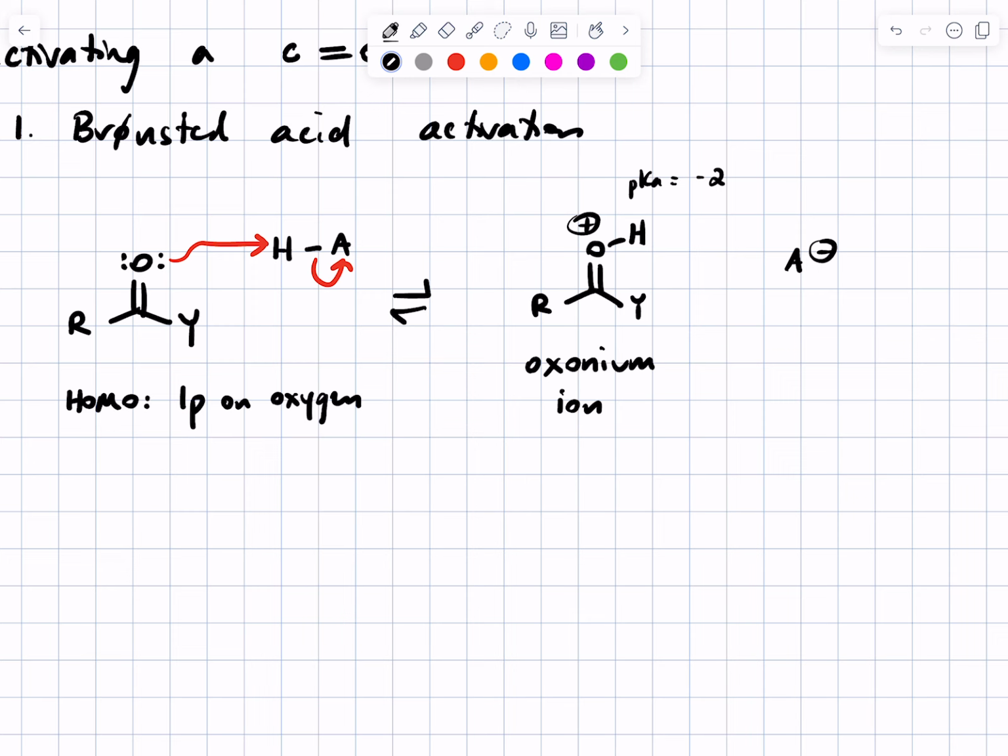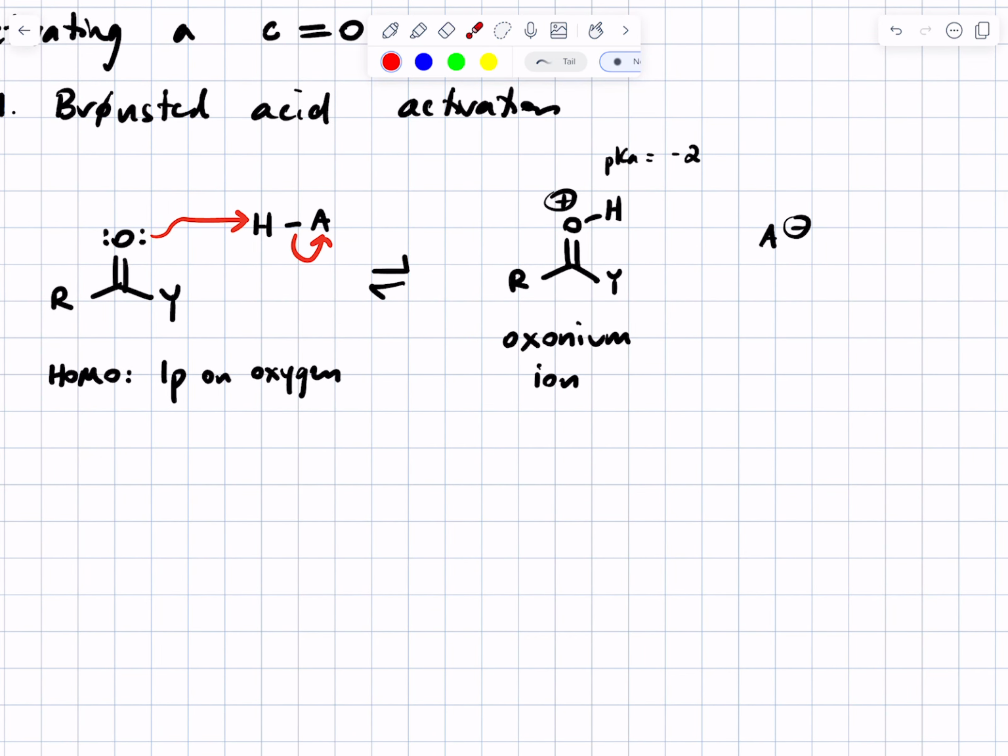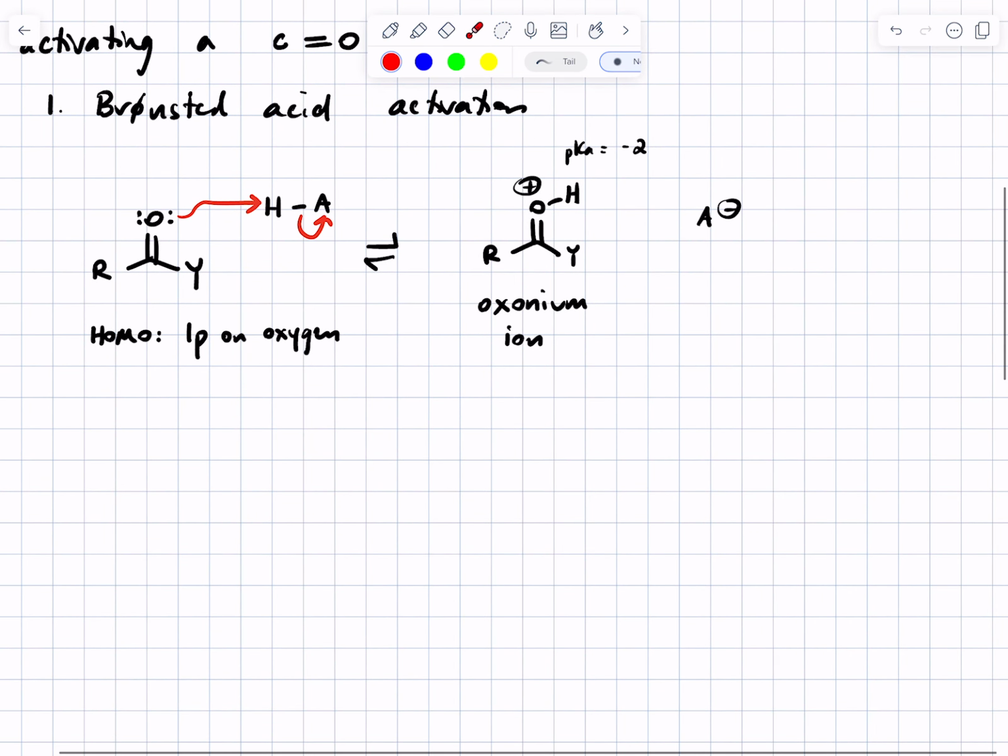So that tells you that if you want to do a Bronsted acid activation of a carbonyl compound, you want to use an acid that can protonate an oxonium ion. Okay? And let's talk about why that activates the carbonyl compound. There are 2 reasons why. First, it lowers the energy of the LUMO.